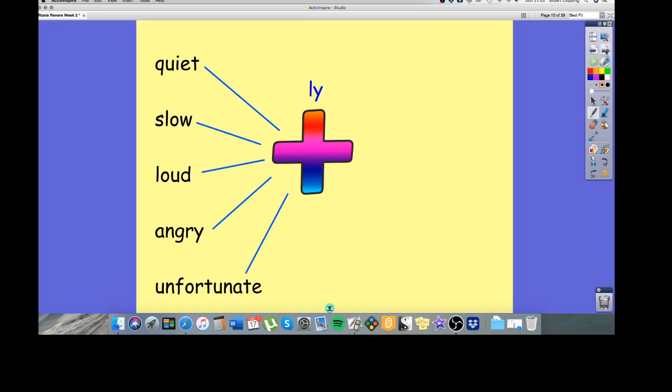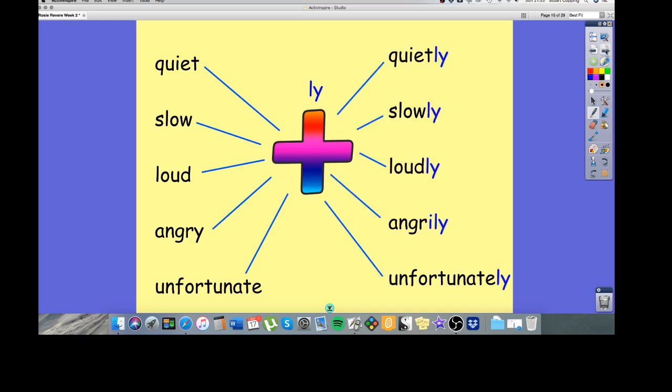Okay, so let's have a look at what those words look like afterwards. We've got quietly, slowly, loudly, angrily, talk about that one in a minute, and unfortunately. Now, all we've done is add ly to almost all of those.